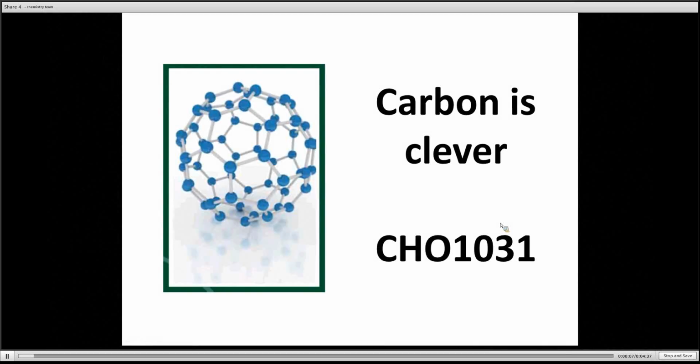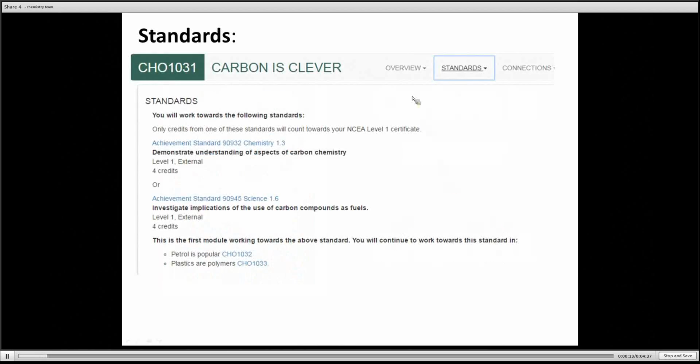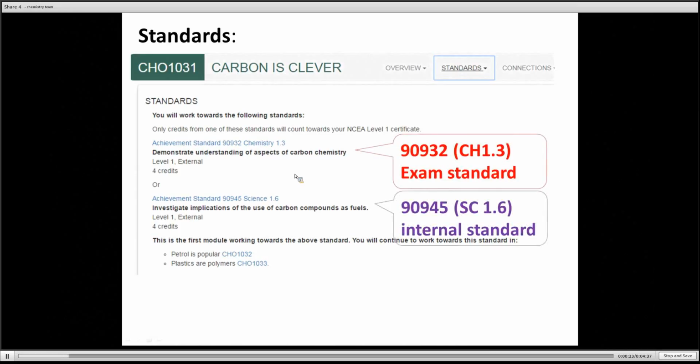This is the CHO1031 Carbon is Clever module. Now if you go inside this module, you'll see three tabs at the top. The standards tab tells you that you will be working towards two standards. The one is an exam and the other one is an internal. The exam you sit at the end of the year, the internal you can do at any time. Credits from only one of these will count towards your level 1 because they do exclude each other.